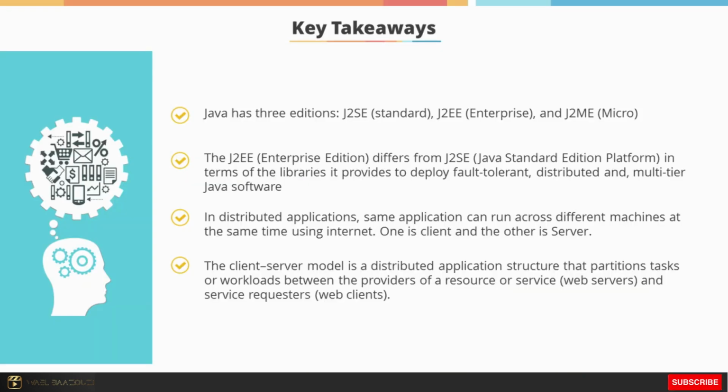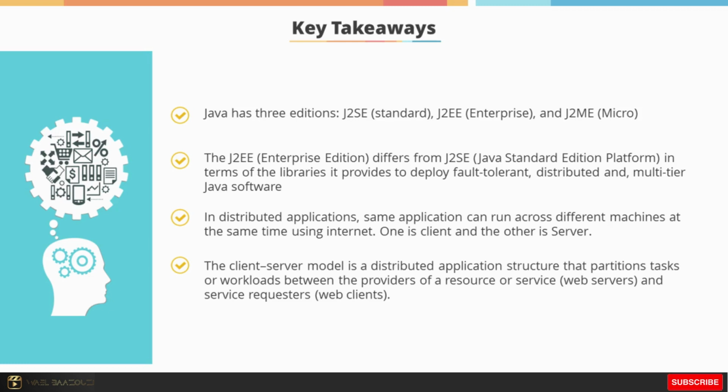At the end of the session, we've understood that Java has 3 editions: Standard, Enterprise, and Micro. The Enterprise edition differs from the Standard edition in terms of the libraries it provides, fault tolerance, better deployment, better distribution of processing load and multi-tier Java software.